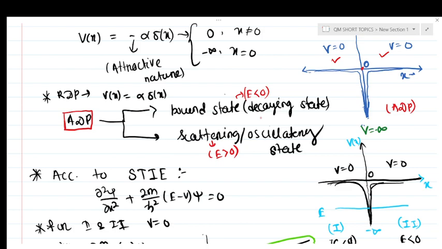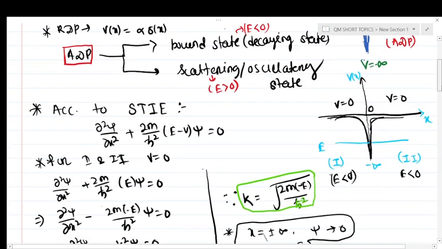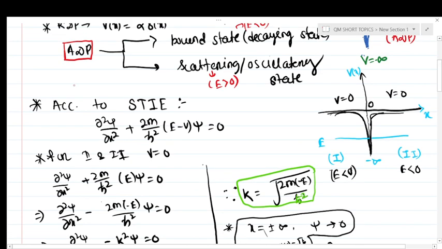First let's see the bound state system. For bound states, see the figure. I have drawn the energy on the lower side. Here E is less than 0 in regions 1 and 2, and the potential is 0 when x is not equal to 0, and at x equal to 0 the spike occurs.